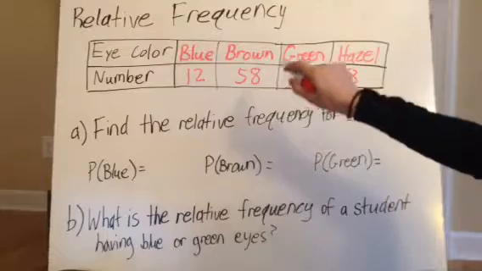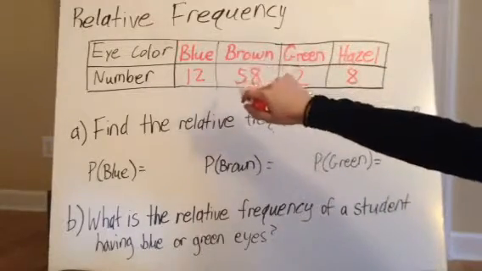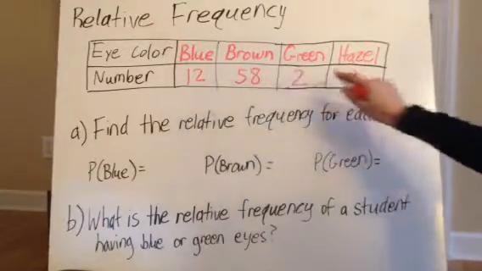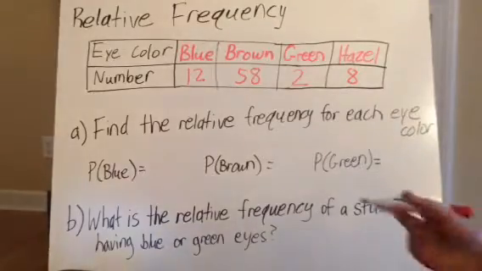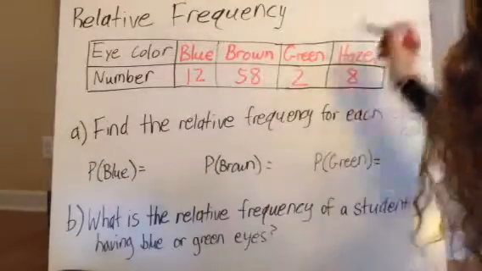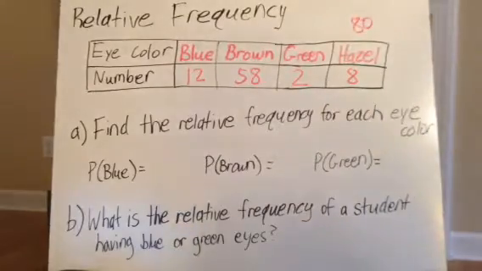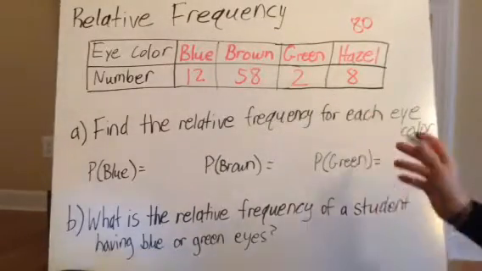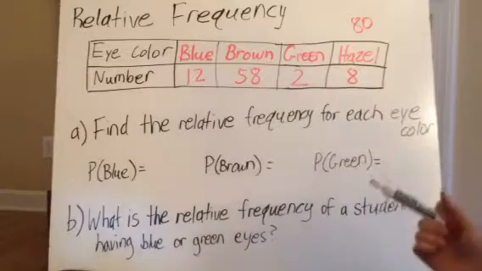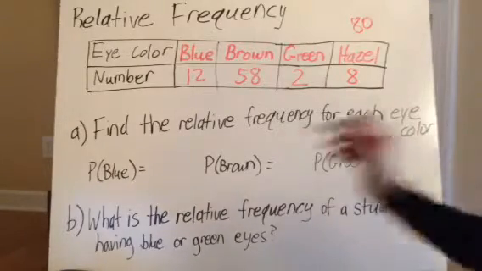So you need to start by first finding the total number of people that were asked by adding up all of these numbers. If you were to add them up, you would find out that it would be 80. So we'll write up here that we have 80 students total. Now we need to find out the number of each individual eye color that was picked. So let's start with blue.